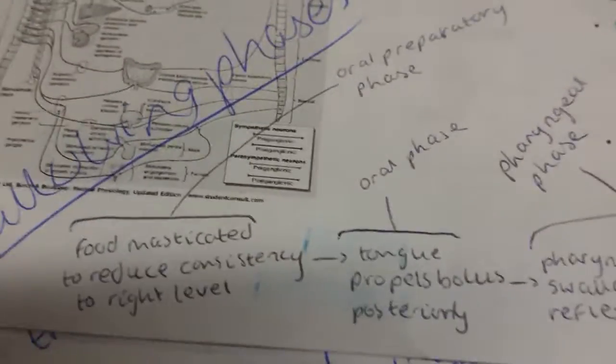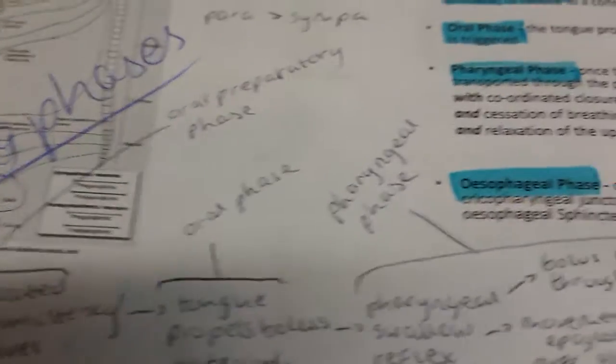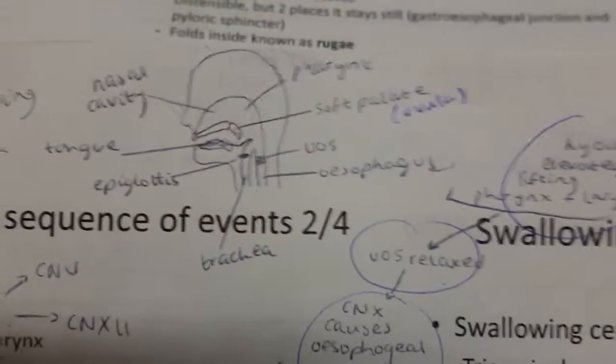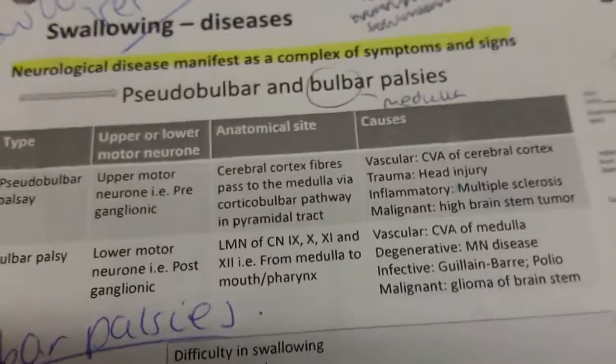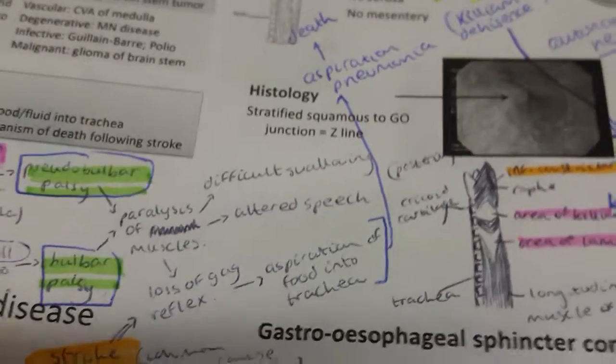Then looked at the swallowing phases. You've got the oral preparatory phase, the oral phase, the pharyngeal phase, which is the swallow reflex, and then the esophageal phase. Had a look at the anatomy of the region, and then covered the entire swallow reflex, the nerves and the muscles required. What can go wrong in the nerves is the palsies, pseudobulbar higher up, bulbar palsy lower down, which will result in paralysis of muscles causing dysphagia, altered speech, etc.